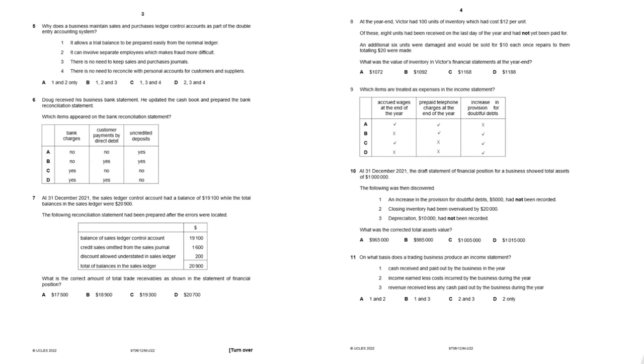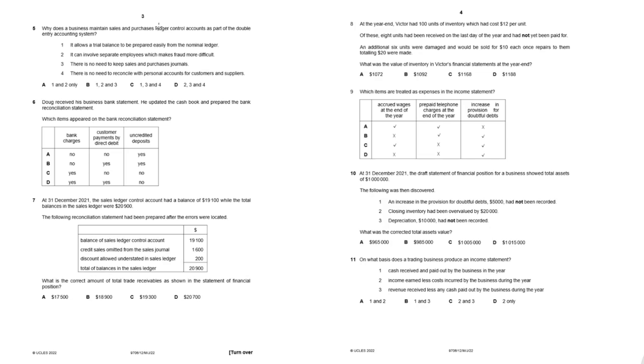Question number 5. Why does a business maintain sales and purchase ledger control accounts as a part of the double entry accounting system? It allows a trial balance to be prepared easily from the nominal ledger. Let's see. For preparing the trial balance, you need your account balances from all the ledgers. So probably this statement number 1 is not really correct.